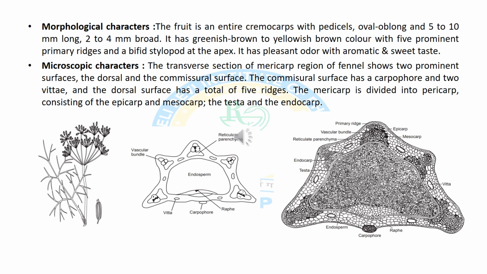Now we will discuss morphological and microscopic characters of fennel fruit. Fennel fruit is yellowish green in color, with an oval oblong shape, a pleasant odor and aromatic sweet taste. Now we will discuss microscopic characters. The transverse section of fennel fruit shows various layers. The first layer is epicarp and the middle layer is mesocarp, which consists of vascular bundle and reticulate parenchyma, and at the center endosperm, testa, raphe and carpophore are present.